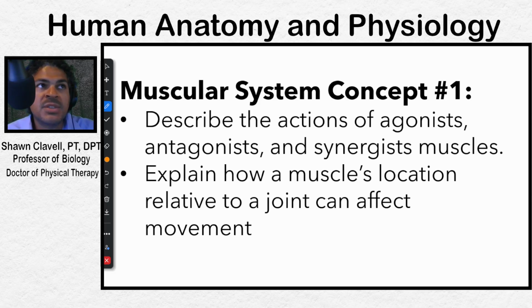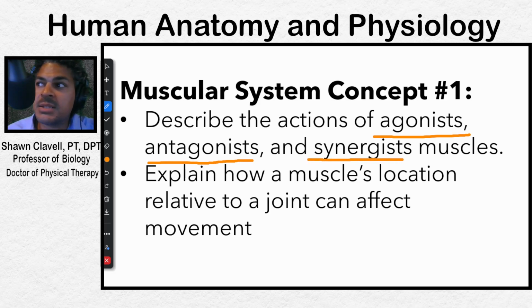Today we're covering the chapter titled Muscular System. I'm going to break this chapter up into some major concepts. The first concept is some definitional terms. We're going to define the term agonist, the term antagonist, and the term synergist.